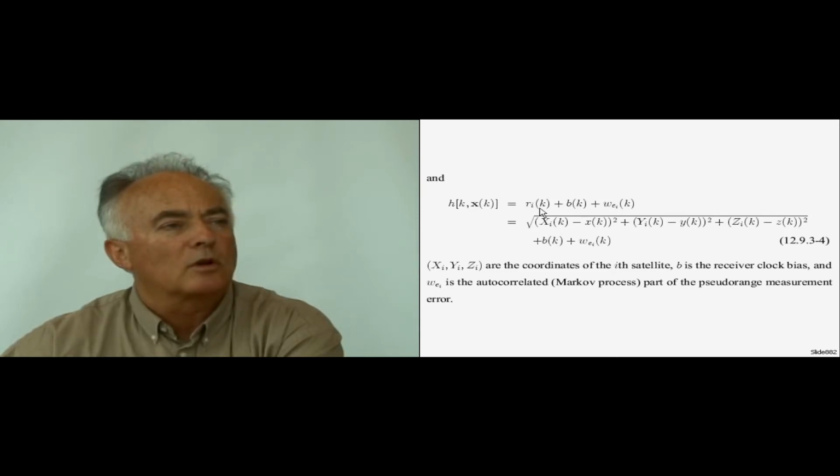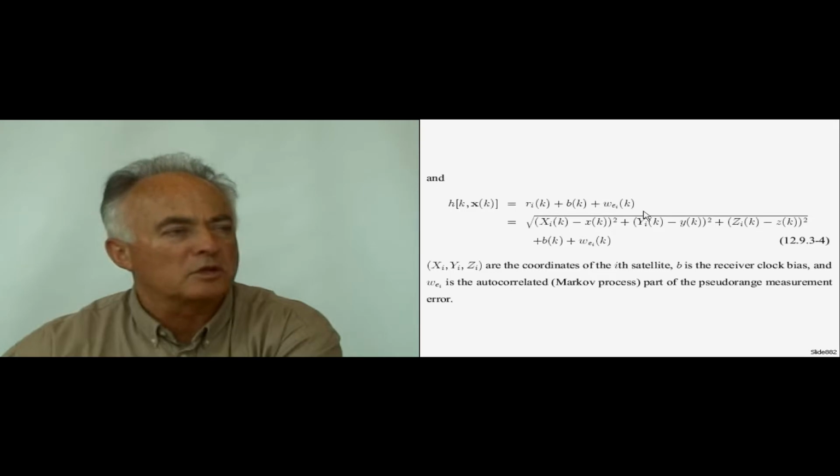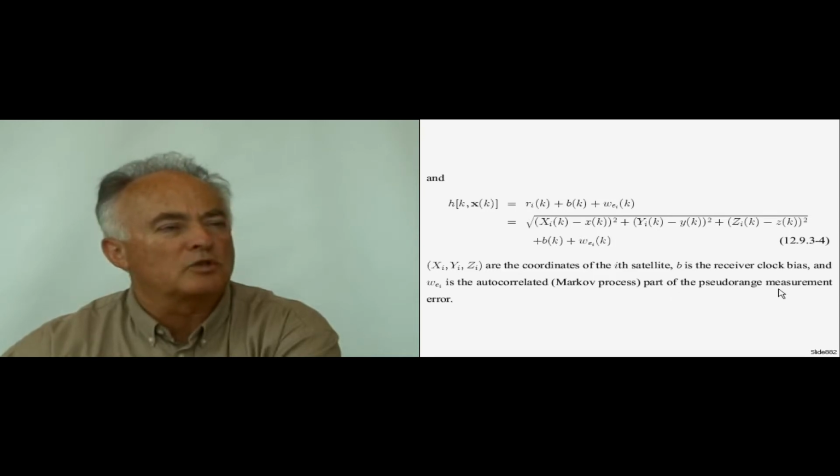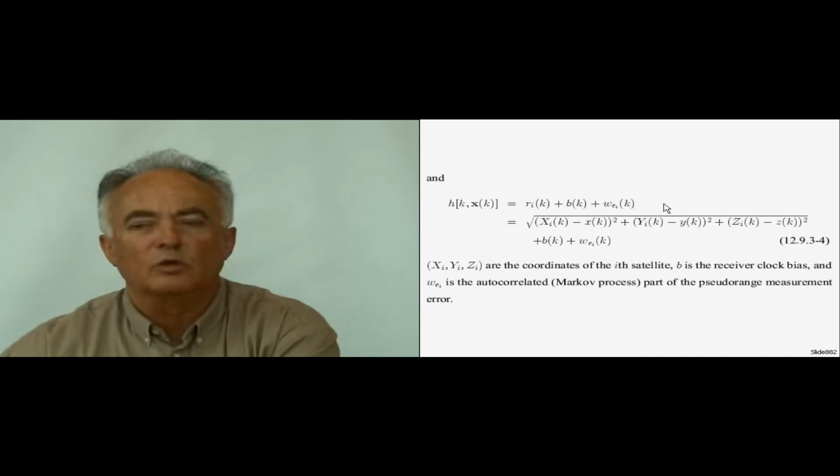This is range, the effect of the clock bias, that's already converted with the speed of flight into a distance, because remember, these all have to be distance. So this is not a time variable, but is a distance variable. And this is the autocorrelated Markov process of the pseudo-range measurement error. So this is the function h of x. And what we have is, on top of this, the actual measurements include the white noise.